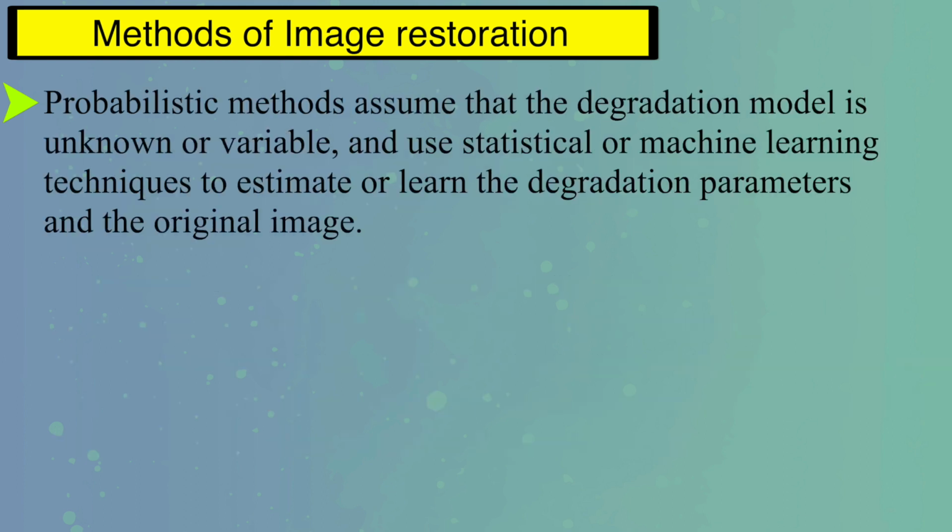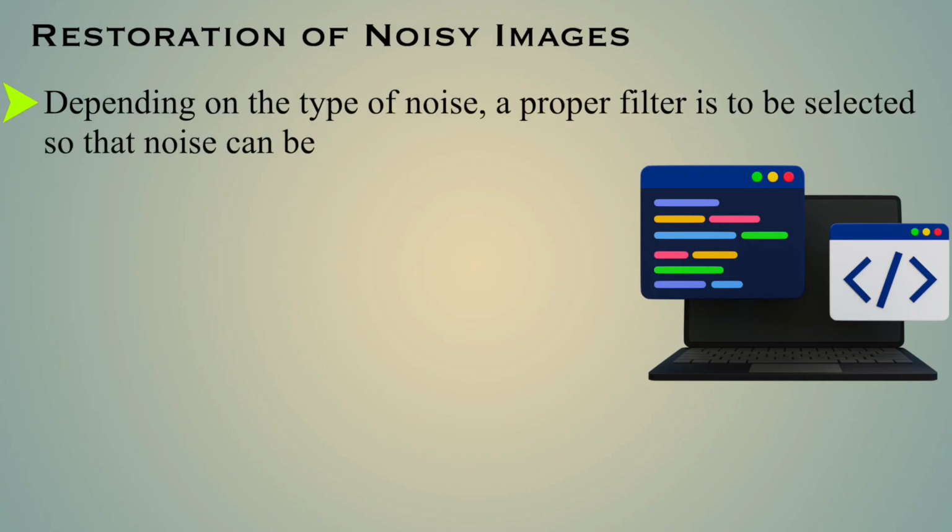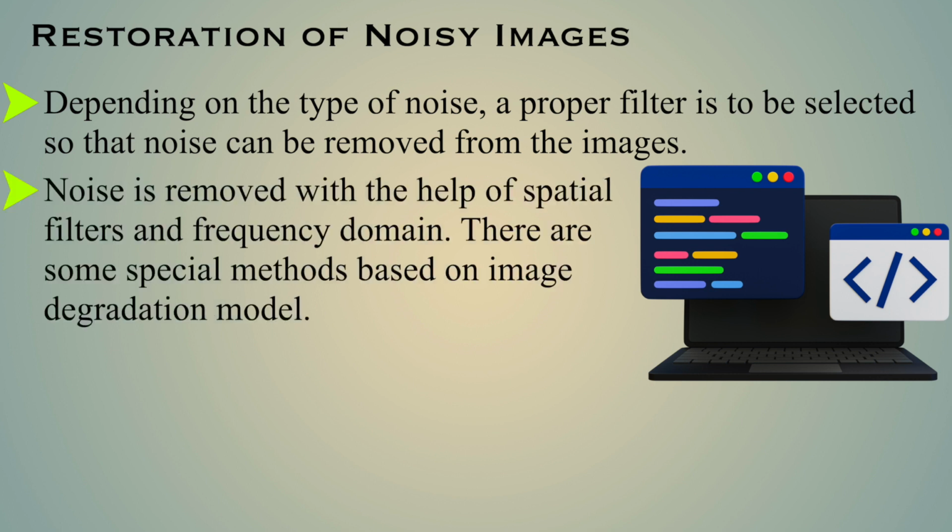Probabilistic models assume that the degradation model is unknown or variable and use statistical and machine learning methods to estimate or learn the degradation parameters of the original image. Depending on the type of noise, a proper filter is to be selected so that noise can be removed from the image. Noise is removed with the help of a spatial filter or the filters in the frequency domain. There are some special methods used for the image degradation model.